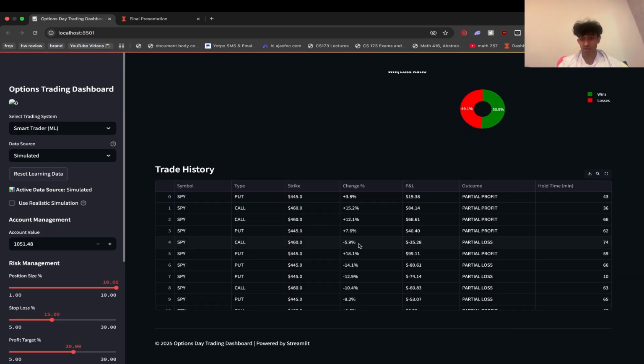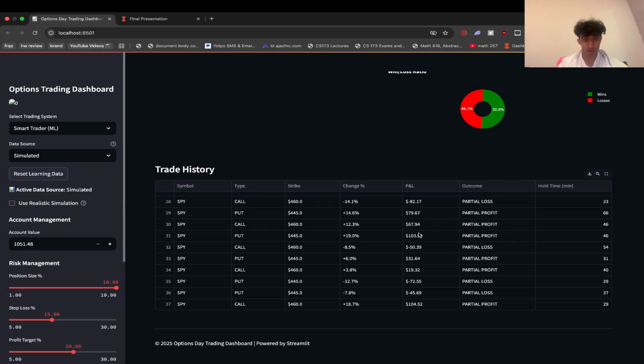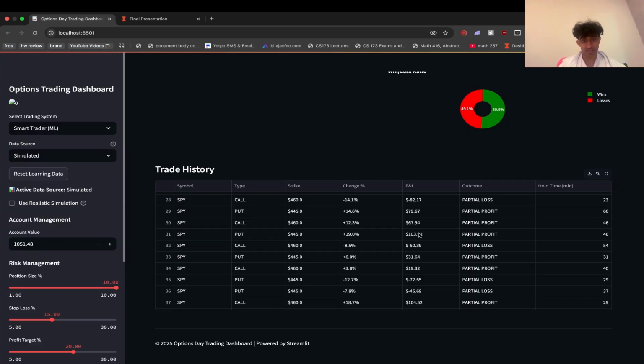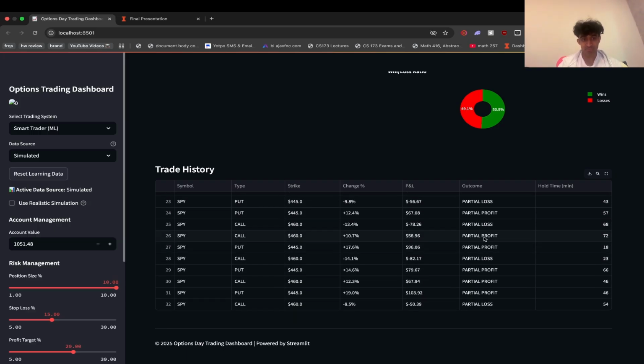And this is the trade history of what's being traded, how long I'm holding it for, the change in percent, and then the profit and loss as well. And it gives a description of whether it's a profit or a loss.